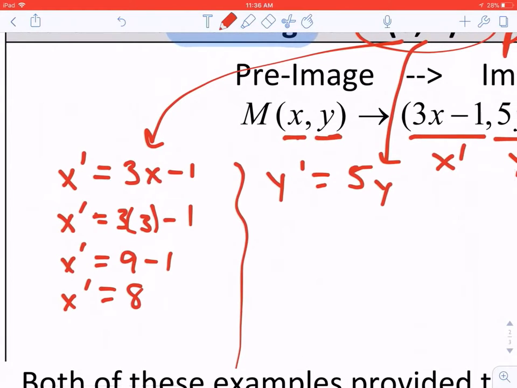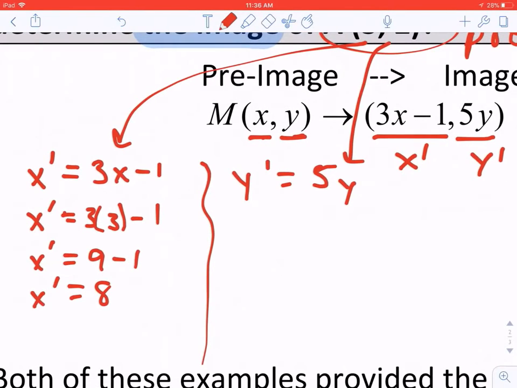Let's say that you can do this in your head. You can go directly from this to this. Congratulations, you're amazing. You still have to write all this work. Y prime equals 5y. The y value of the preimage was a 2. 5 times 2 is 10.